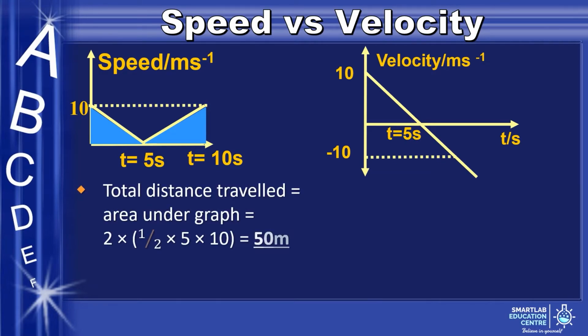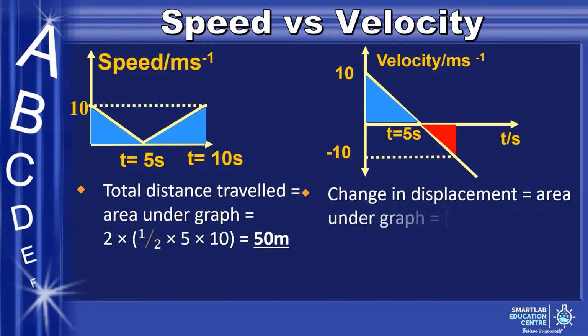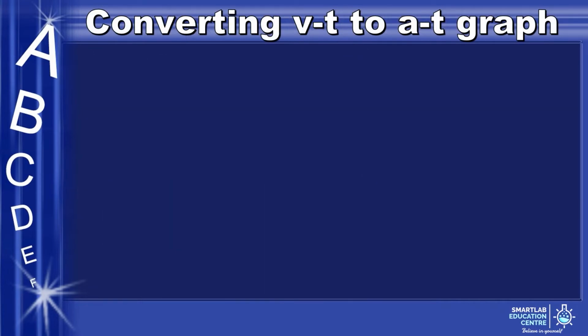However, for displacement, we have to add up the areas above the axis while subtracting the areas below the time axis. Hence this gives us a displacement of 0. Now we can use this as a way to draw the acceleration-time graph.